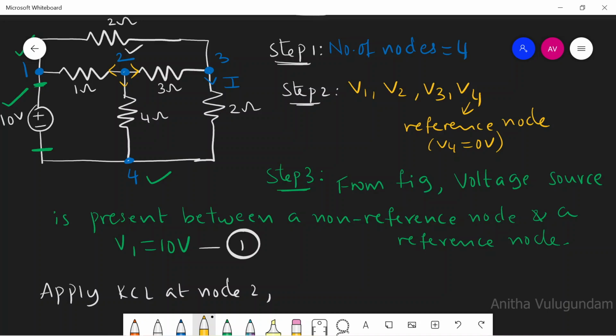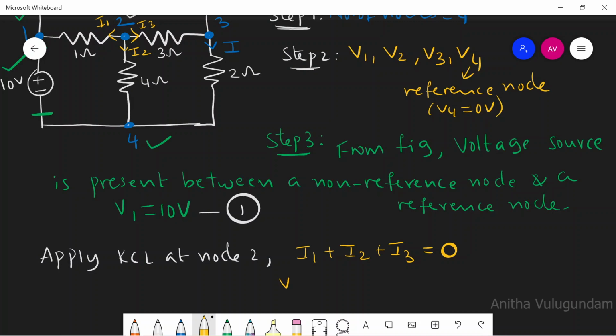I can write this as I1, I2, and let this be I3. I1 plus I2 plus I3 equal to 0. I1 can be written as (V2 minus V1) divided by 1. I2 can be written as V2 divided by 4, plus I3 can be written as (V2 minus V3) divided by 3, equal to 0. Let this be equation number 2.